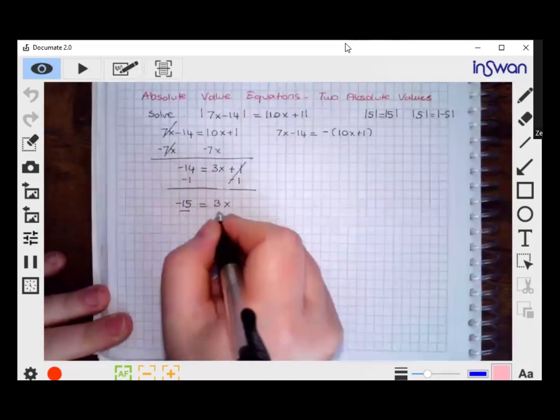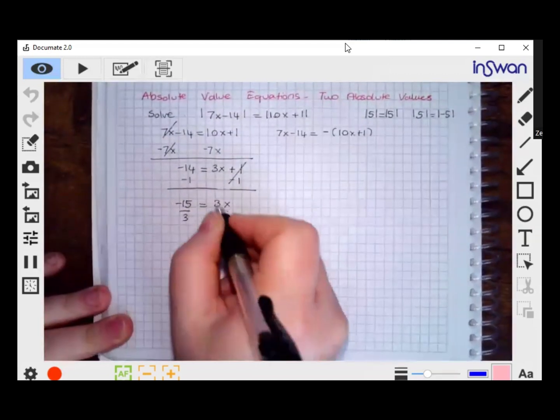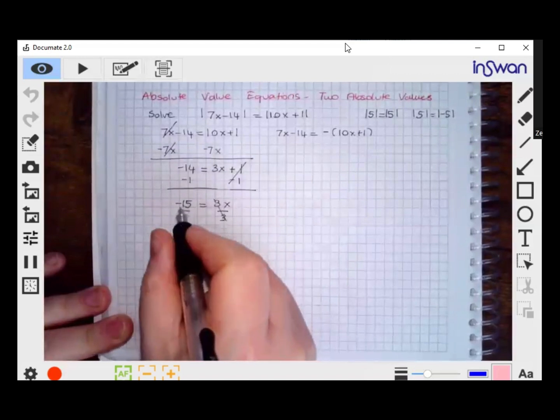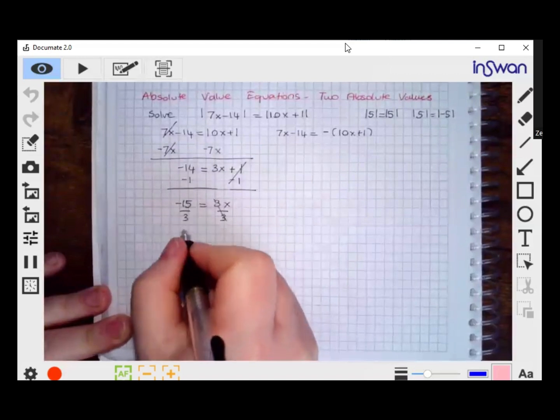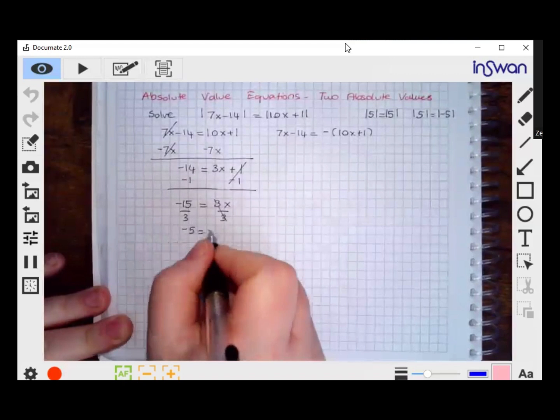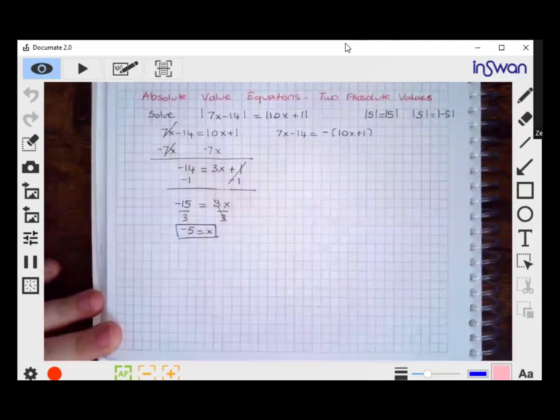So we can divide both sides by 3 to isolate x. Negative 15 over 3 will be negative 5. So x could be negative 5.